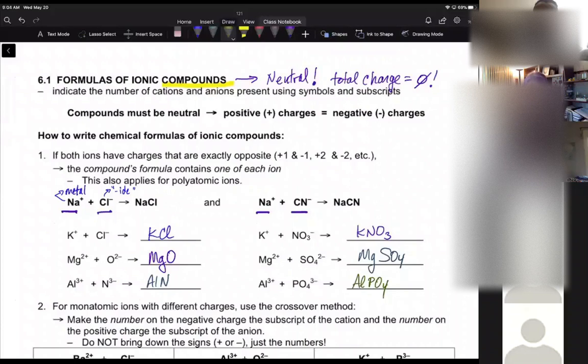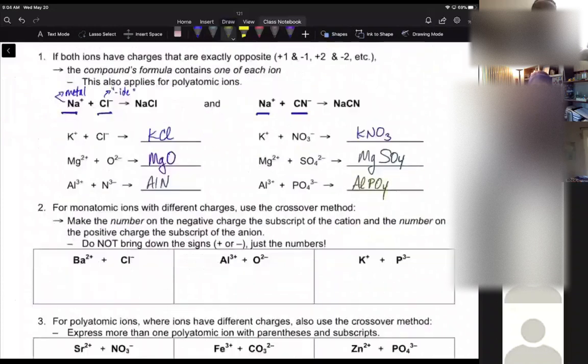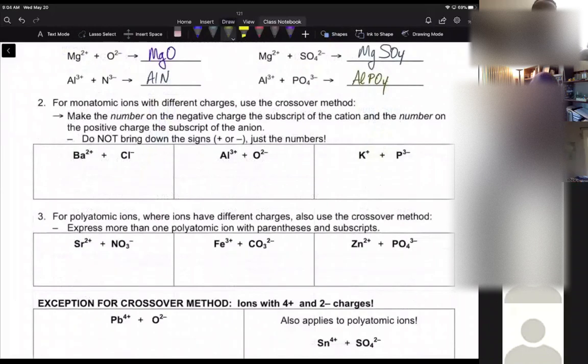They're neutral. So when we go to the chemical storage room and bring out a bottle, it doesn't shock us. It's neutral. There's no electricity coming from it or going into it. They're neutral, zero charge. We need to use that to guide how we write compounds. Now, there's a couple ways to look at this, and we're going to introduce the crossover method, where we're going to bring the charge of one down and the charge of the other down.